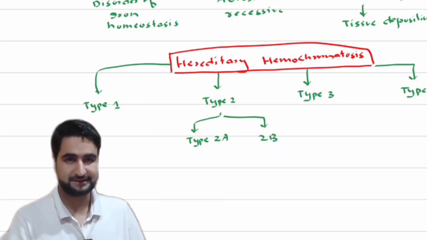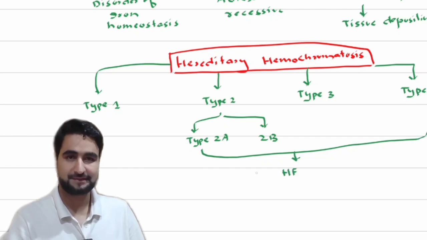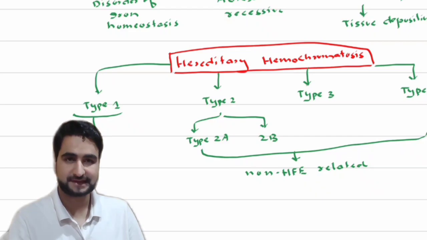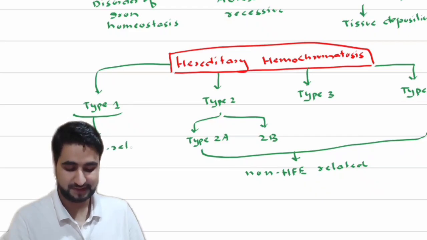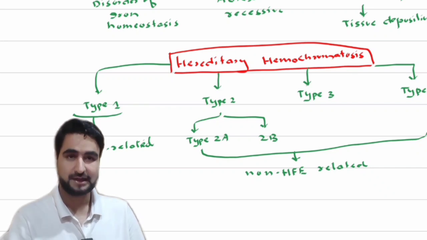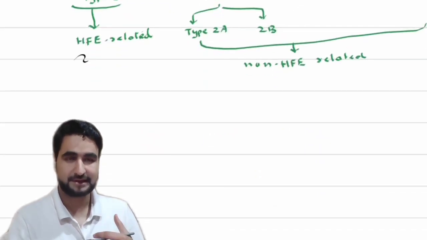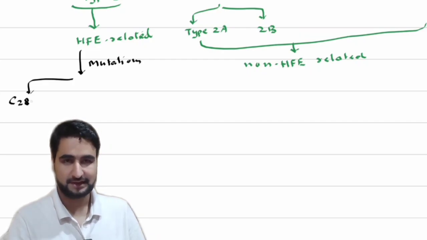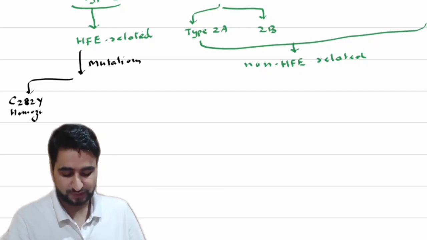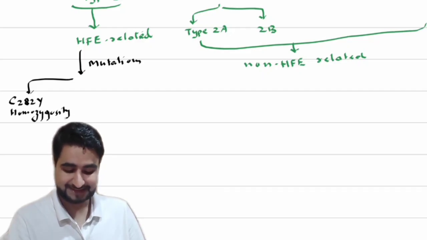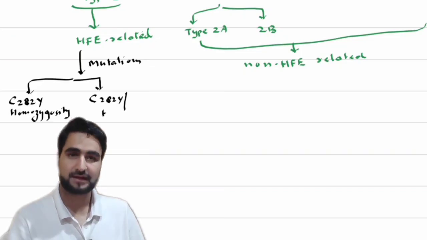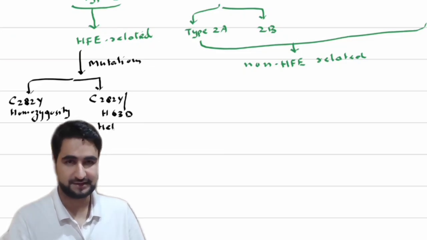As I have already mentioned, type 1 is HFE related. That means the protein involved is HFE protein. We will be discussing HFE protein later, but let me tell you one thing here. The mutation in HFE related, that's type 1 hereditary hemochromatosis, is C282Y. It can be either homozygous or heterozygous. In heterozygous, we have C282Y with H63D heterozygosity, or there can be other HFE related mutations.